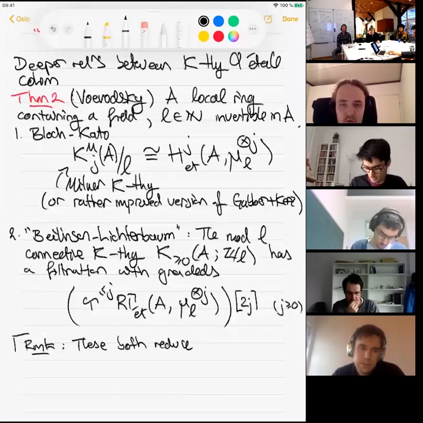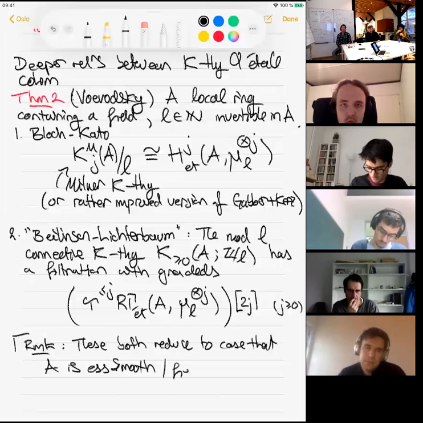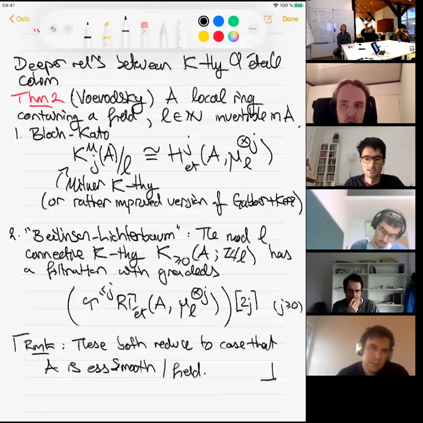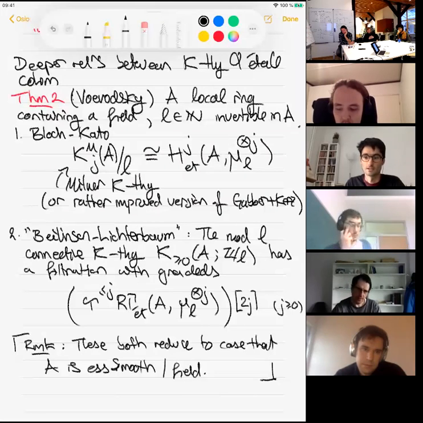reduce to the case that A is essentially smooth over some field. They're normally not stated in the degree of generality which I have, but they immediately reduce to that case because everything in sight is in fact invariant if you modify A by a Henselian ideal. That's an easy calculation on the K theory side. In étale cohomology, it's rigidity for étale cohomology, and for the connective K theory, that's Gabber's rigidity for connective K theory away from the characteristic.